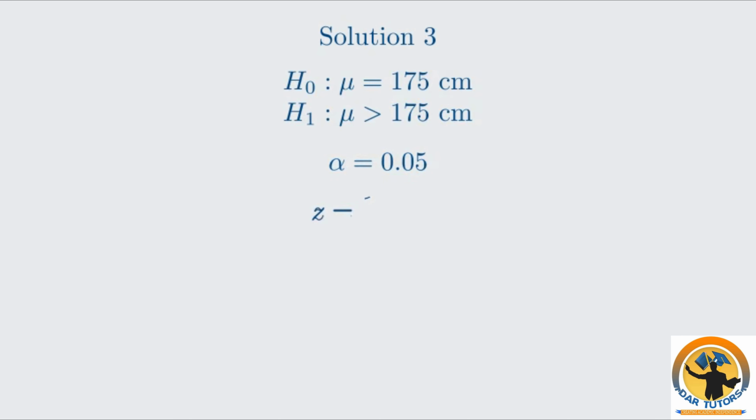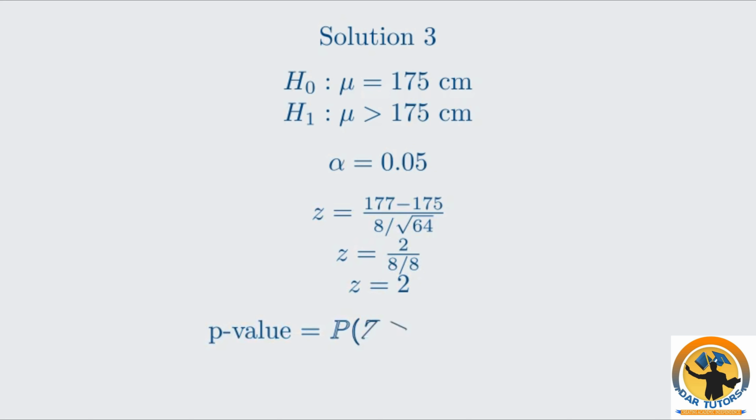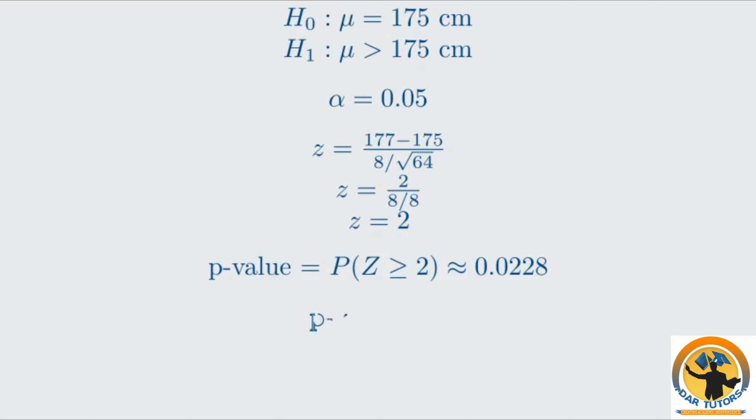The test statistic Z is calculated as 177 minus 175, divided by 8 over the square root of 4. This simplifies to 2 divided by 1, which gives Z equals 2. Since H1 is greater than, the p-value is the probability that Z is greater than or equal to 2. Using a GDC's normal CDF function, this probability is found to be approximately 0.0228. Comparing the p-value to alpha, we see that 0.0228 is less than 0.05.